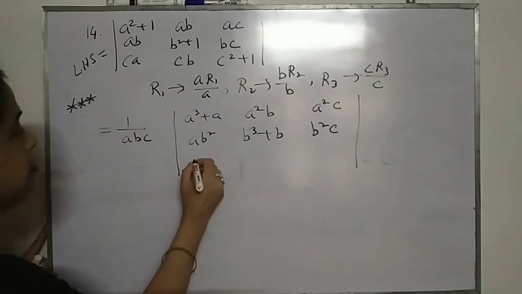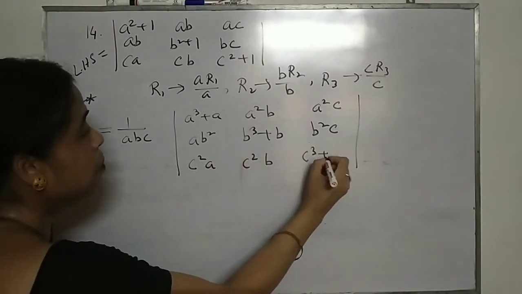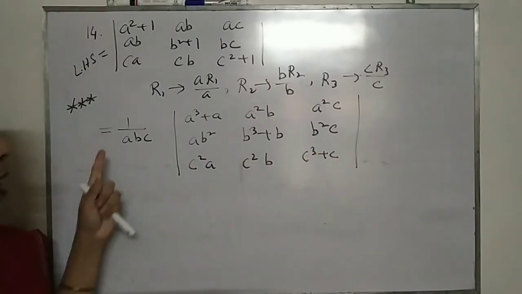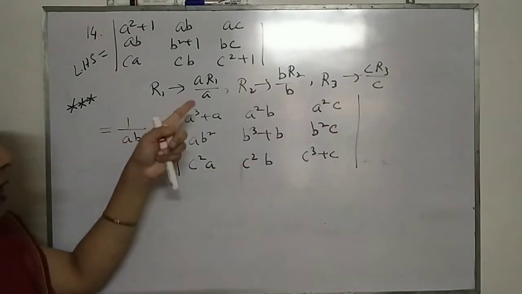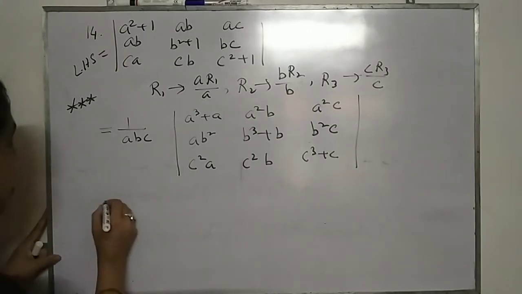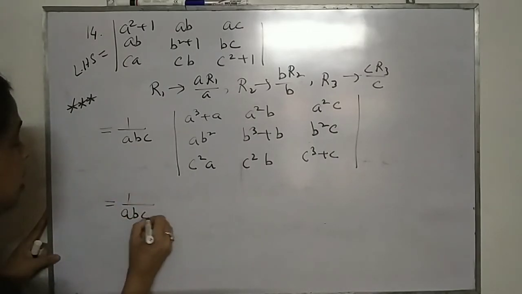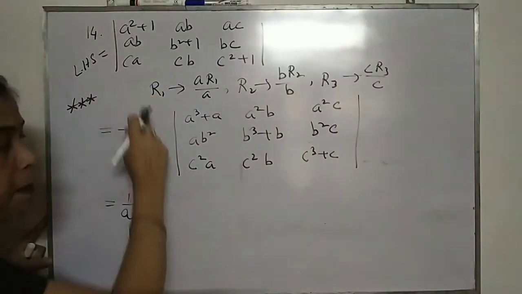The third row you multiply by C, so C square into A, C square into B, this is C cube plus C. You have multiplied in row, remember this step, this operation. Then let us take common A from the first column. If you see, your first 1 by ABC you have to write, then your first column A is coming common. Previously it was not coming common, but now it is.